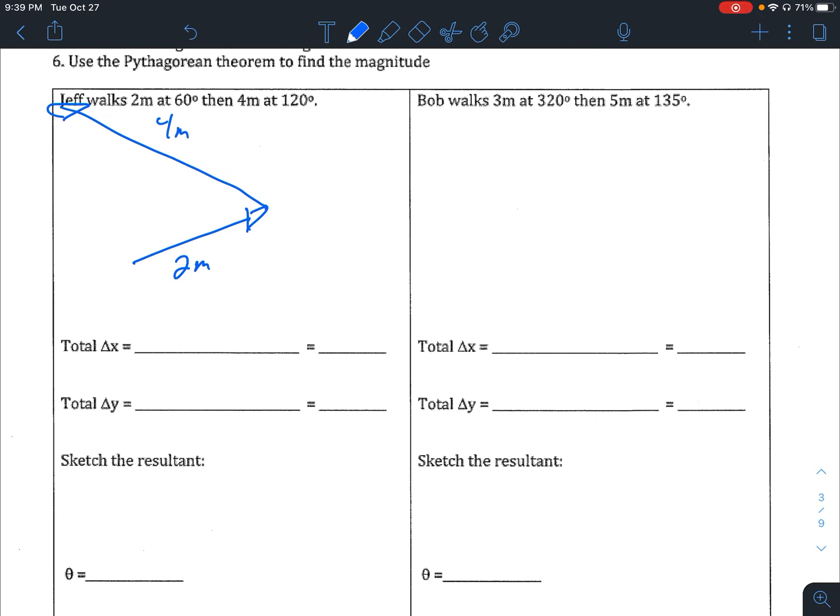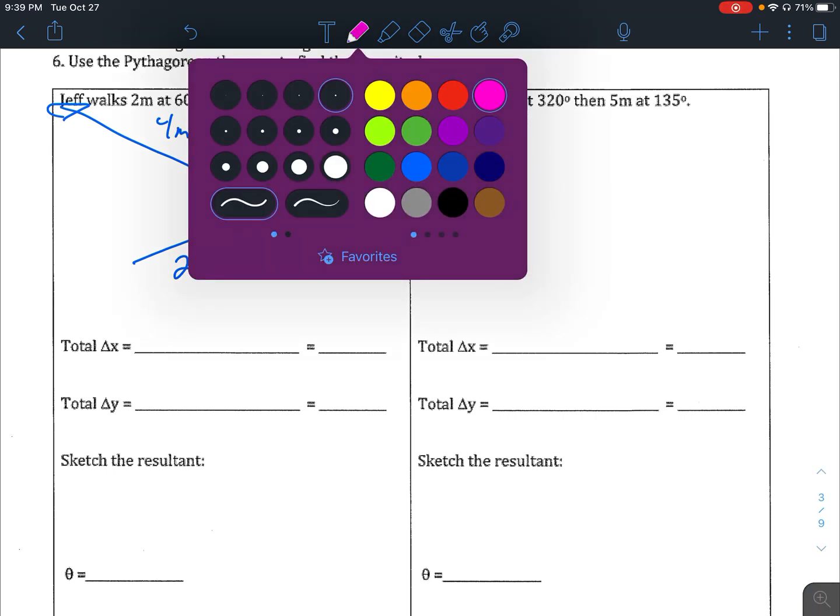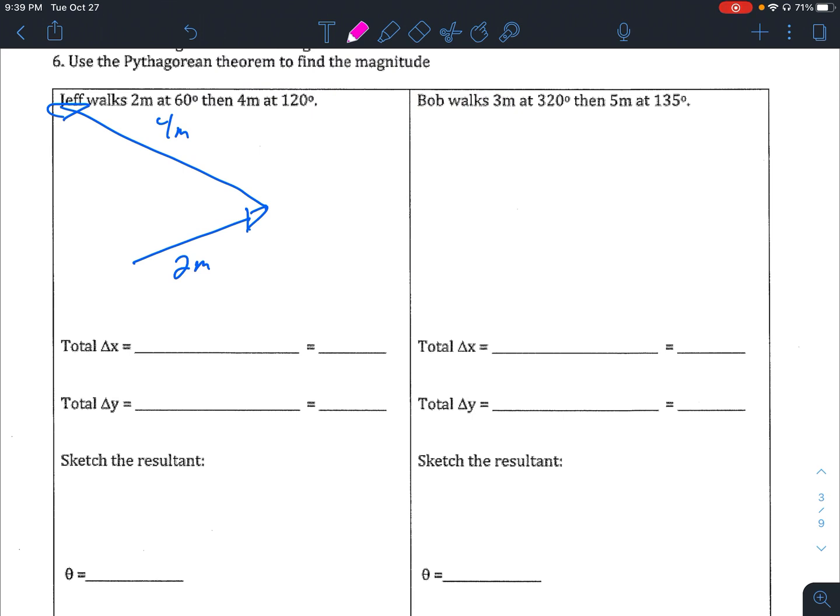So the issue here is if we were to think of what we've been doing, the tip to tail method, and then draw our starting and our ending point, this is not a right triangle. Even if we kind of force it to be like, oh, that looks like a right triangle, it's not actually a right triangle.